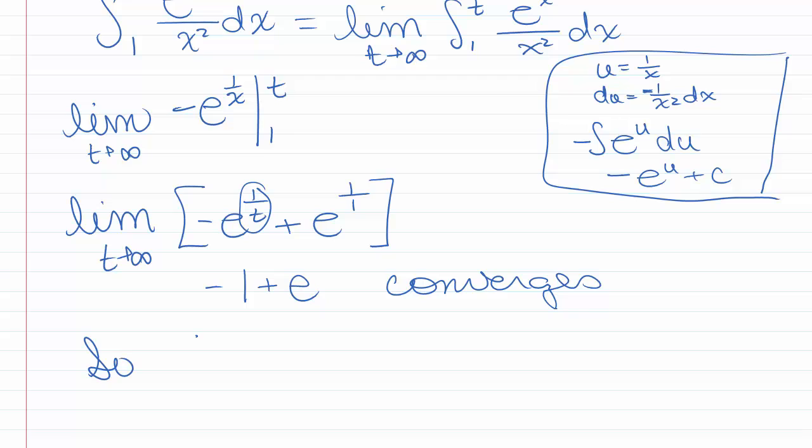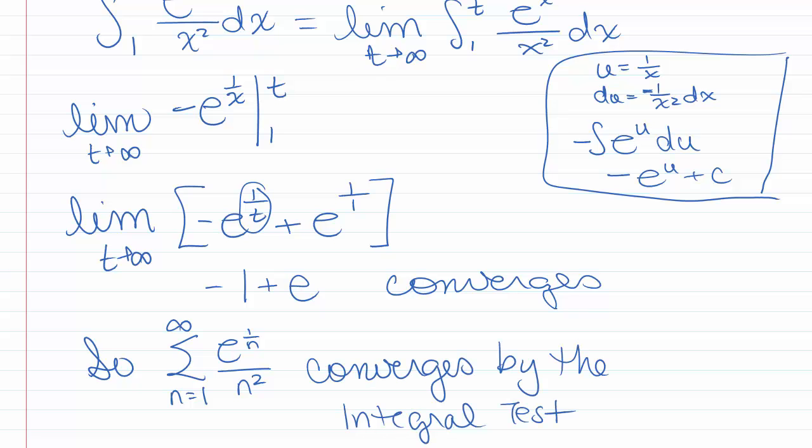So our series, k going from 1 to infinity of, I guess we used n in this one, right? n going from 1 to infinity, doesn't really matter what letter, right? e^(1/n) divided by n squared converges by the integral test.